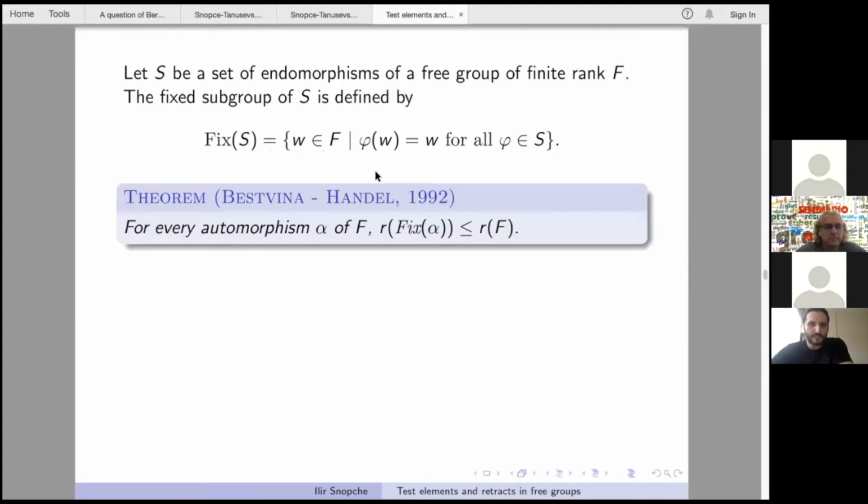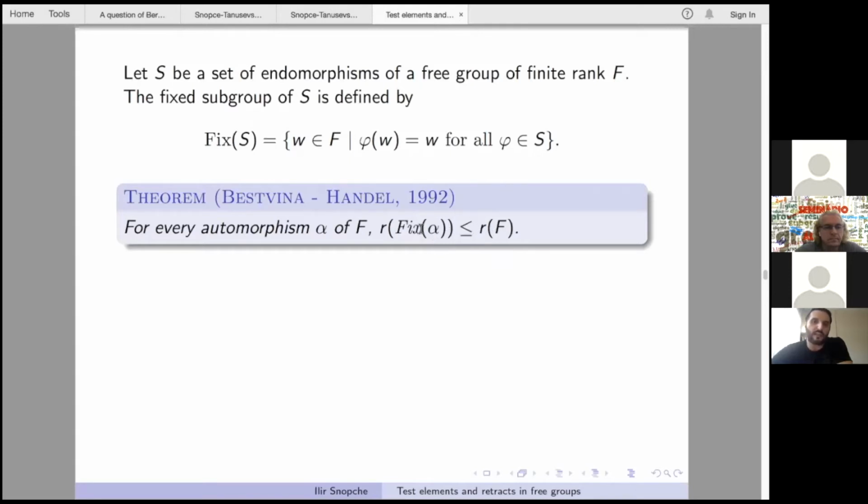But the deepest result, everyone agrees, is the following result, which appears in the seminal paper of Bestvina and Handel, where they introduce the concept of a train track and use that concept in order to prove this theorem. So the result is the following. For every automorphism alpha of F, the rank of Fix alpha is less or equal to the rank of F. Okay, so you can bound the rank of Fix alpha with the rank of F.